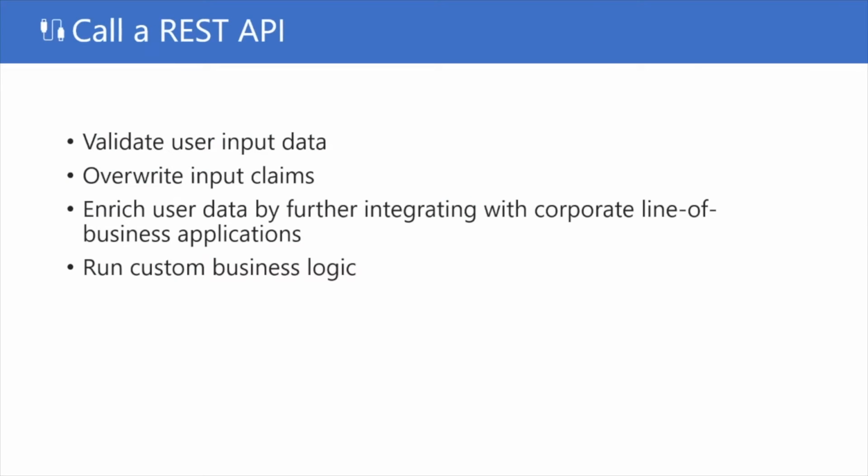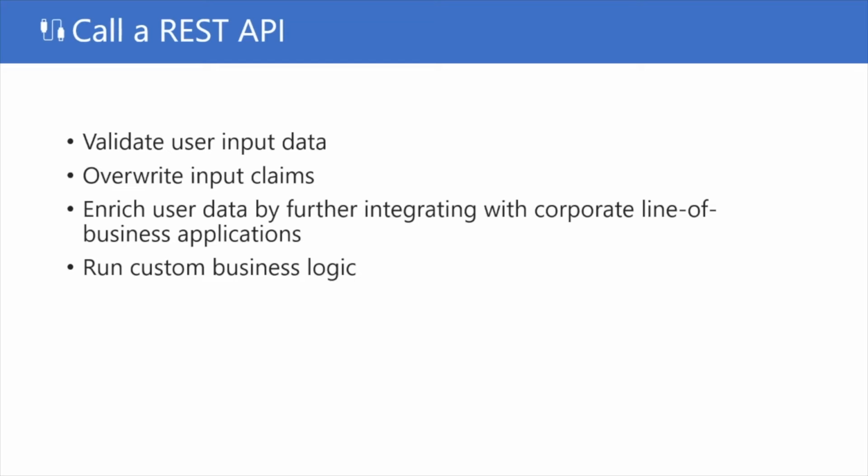Speaking of custom REST APIs, that's another example of an Azure AD B2C technical profile. It lets you make calls to an HTTP endpoint from within your own policy's execution. This can be really, really useful. You can use it to validate user input data, so check that the information the user has entered is valid.